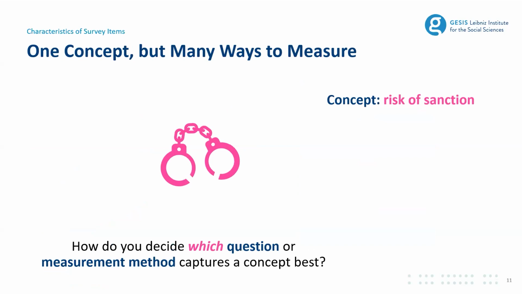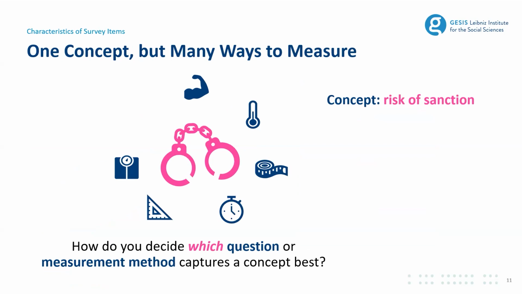So let's say you have a concept, but still there might be many different ways of how you could potentially measure a certain concept. And the big question here is, how do you decide which question or which measurement method actually captures the concept you're interested in best? So here in the following, I'm going to use the example of risk of sanction as a concept.